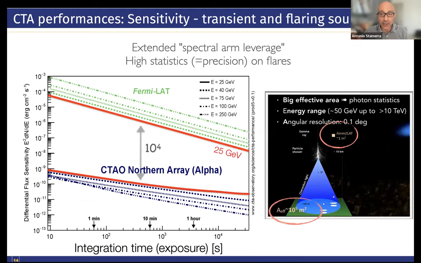And to make it more clear, you can see here in this plot the striking difference between the two instruments: Fermi-LAT, the space instrument detecting gamma rays directly, and the CTA, at the same energy of 20 GeV, a threshold for both instruments. You can see that the sensitivity as a function of time has a big improvement with CTA, thanks, as I told you before, to the big effective area. So we really have the possibility to measure spectra and also to detect a fast flare.